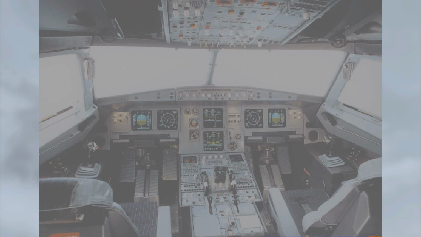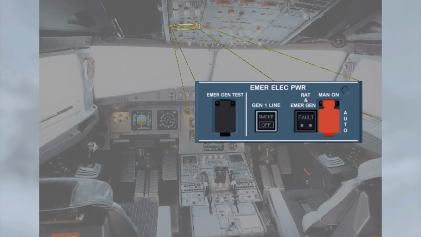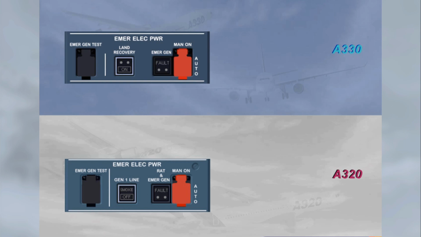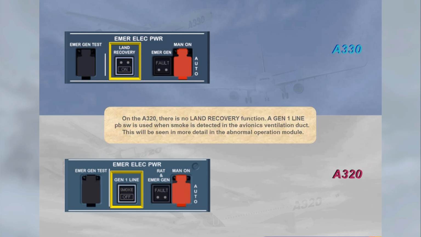Like the A330 for emergency cases, the A320 has an Emer Elec power panel on the left-hand side of the overhead panel. There are some slight differences on this panel. On the A320, there is no land recovery function. A Gen 1 line push-button switch is used when smoke is detected in the avionics ventilation duct. This will be seen in more detail in the abnormal operation module.